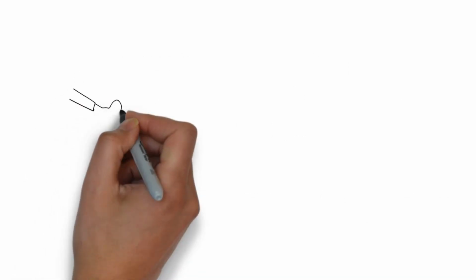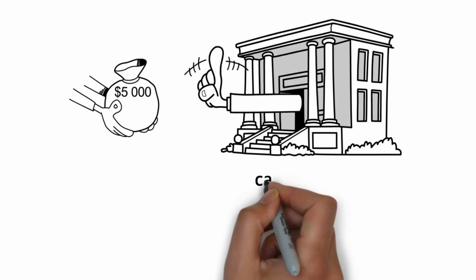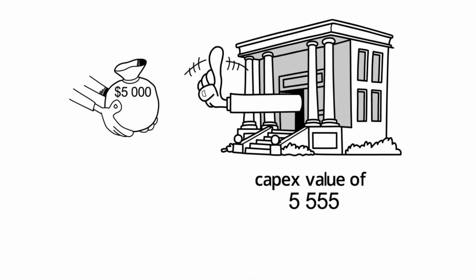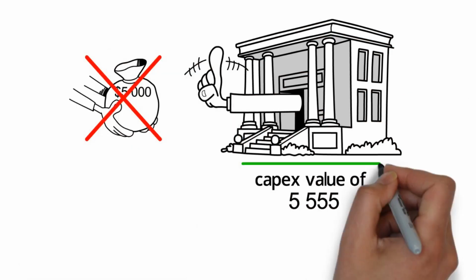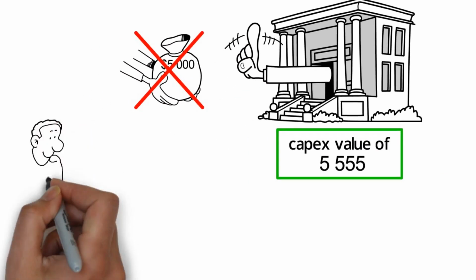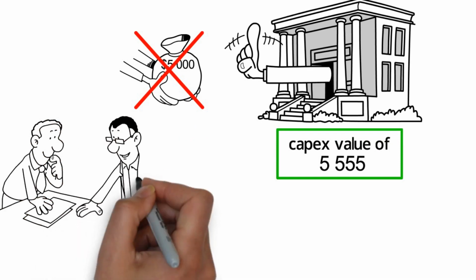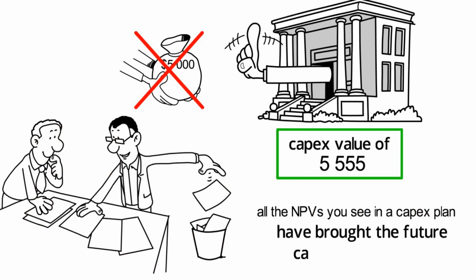Well, that means that if a company was offered $5,000 in cash as an alternative, the company should select the capex value of $5,555 instead of the cash. So, you say no to the cash and choose the capex project instead. This is what the NPV calculation tries to tell us. In other words, the NPV calculation brings all the future cash flows to today, so that you can compare it today to other opportunities in the company. All the NPVs you see in a capex plan have brought the future cash flows to today, so that you can compare the capex project to all other alternatives in the company.